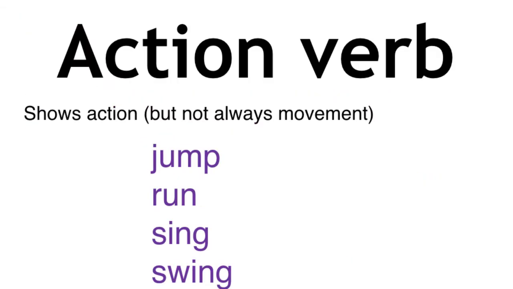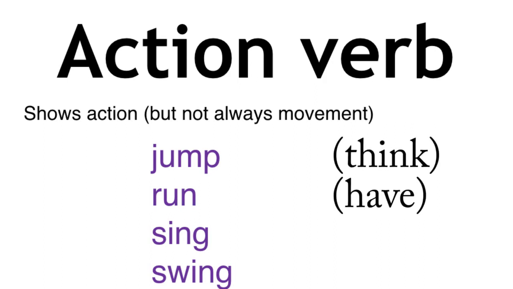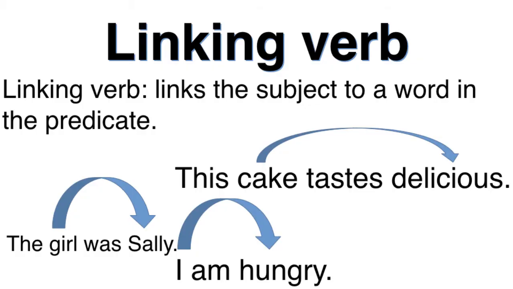Now, usually an action verb is easy to spot. It usually shows action or movement, like running and jumping and singing and dancing. But it doesn't always show movement, like think or have, or praying in your mind. These words are action verbs, but they do not show movement. But there are tons of action verbs. I cannot give you a list to memorize them. There are a bunch.